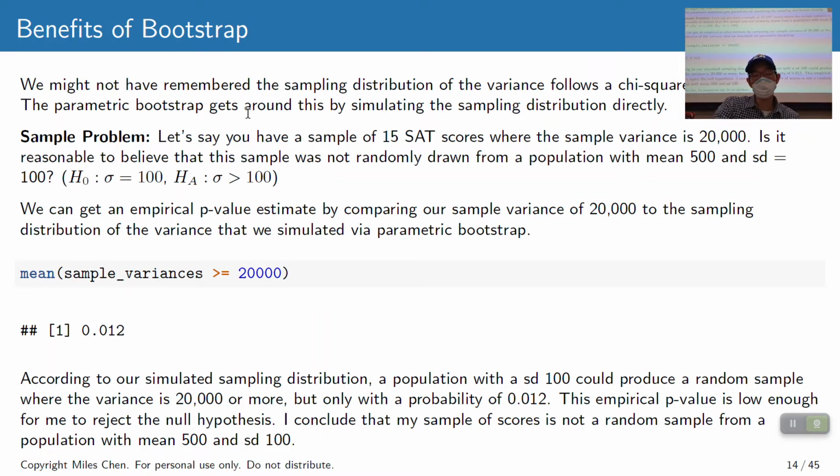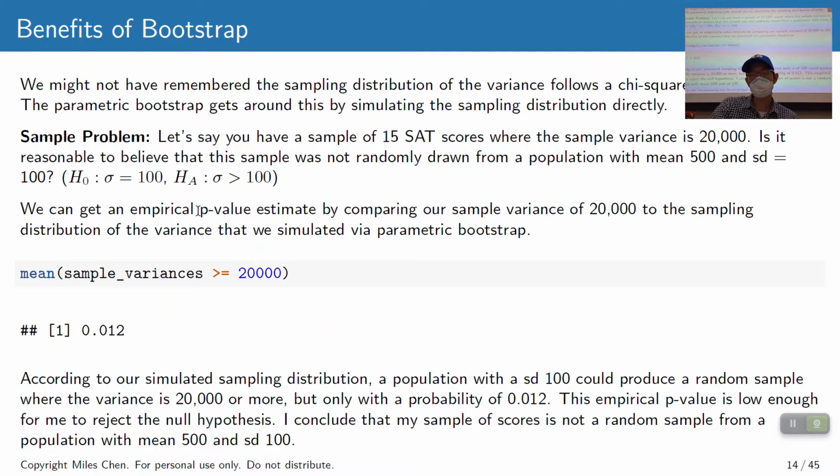So let's say somebody gets 15 randomly selected SAT scores, and the sample variance is 20,000. The question is: is it reasonable to believe that this sample was not randomly drawn from a population with mean 500 and standard deviation 100? Maybe this is not randomly selected; somebody went out of their way to choose these students. Or maybe they're coming from a different population or something like that, okay?